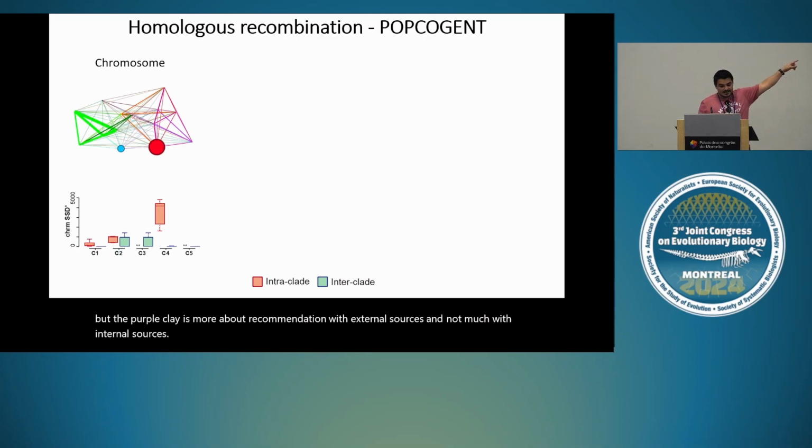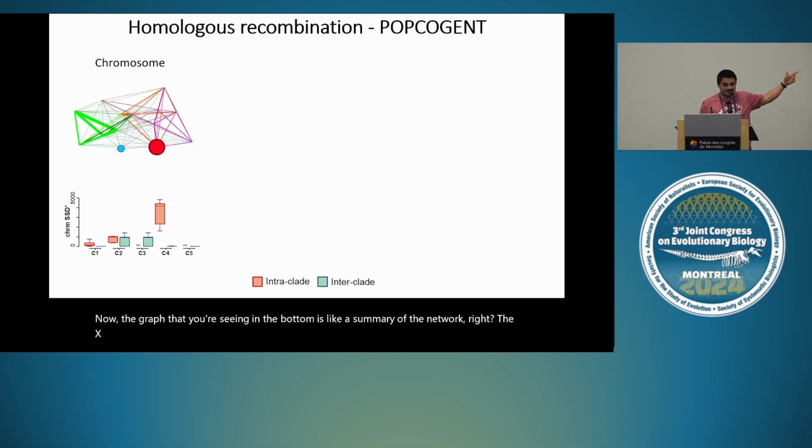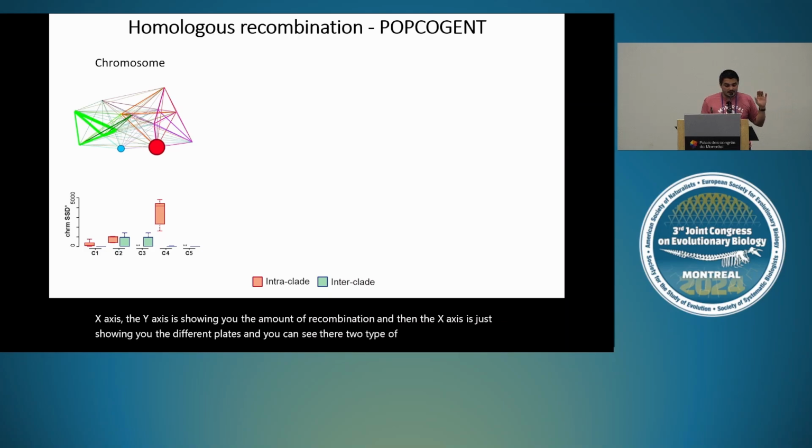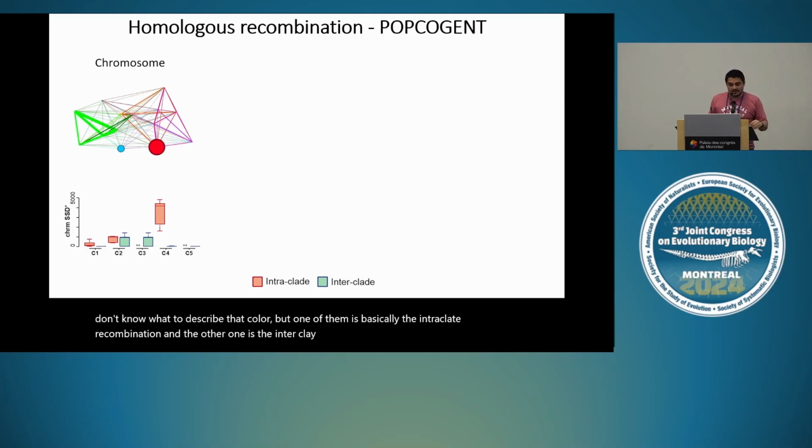Now the graph that you're seeing at the bottom is a summary of the network, right? The y-axis shows the amount of recombination, and the x-axis shows the different clades. And you can see two types of box plots. The reddish one, I don't know how to describe that color, is the intraclade recombination, and the other one is the interclade recombination. As you can see, clade 4, which is the green clade, has way more intraclade recombination than interclade recombination, and that's basically why PopCogen determined that this is a subpopulation.